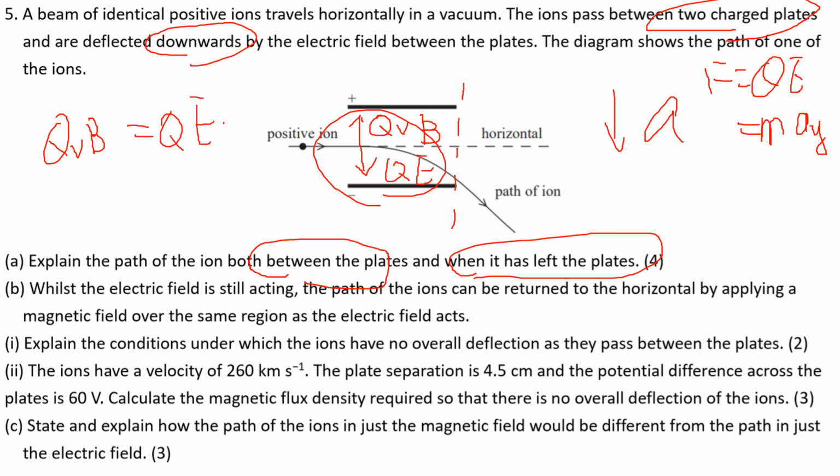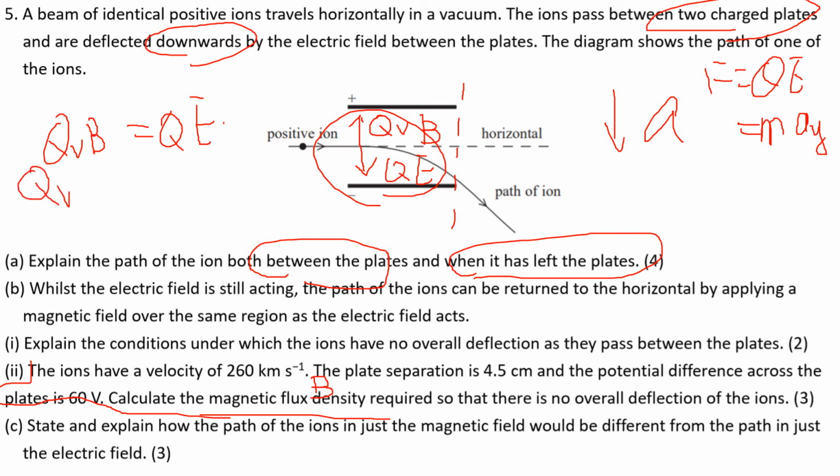The ions have a velocity of 260 km per second, the plate separation is 4.5 centimeters, and the potential difference across the plates is 60 volts. Calculate the magnetic flux density B required so that there is no overall deflection of the ions. Then, state and explain how the path of the ions in just the magnetic field would be different from the path in just the electric field. First, let's do this question.